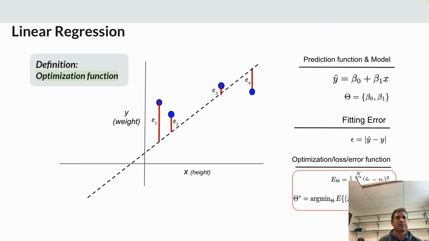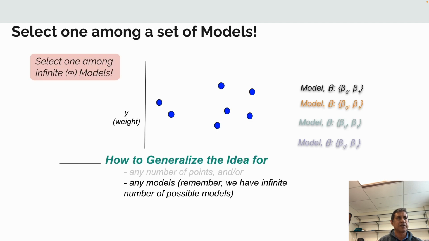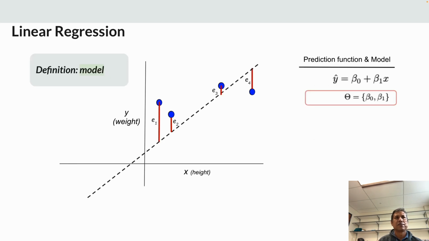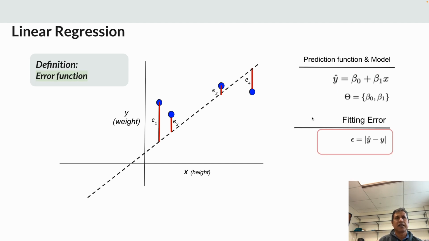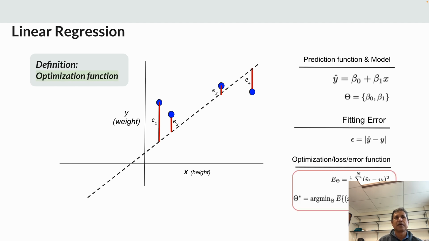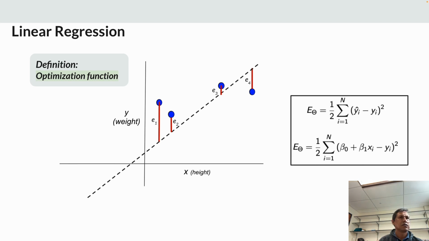So let's summarize. We want to actually generalize this setup because we want to learn our solution for any number of points. To do that, we will need to learn some definitions. So this is our model, and then this is our prediction function, y hat equal to beta 0 plus beta 1 x, and then we define some error functions. This absolute error function, and this is our objective function. Here we want the theta that minimizes this error function. Okay, and in this case this is a quadratic error function.